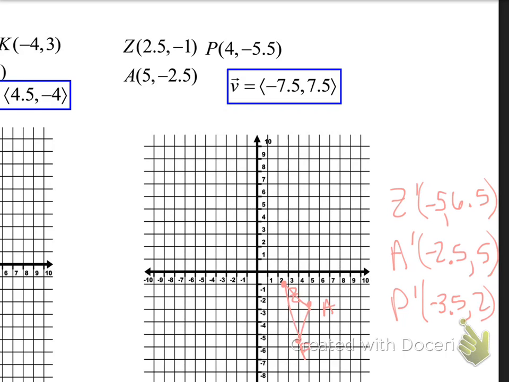Okay, so I go left 5 and then up 6 in between 6 and 7, and that is my Z prime. Then I go left 2.5, so in between 2 and 3, and then I go up 5. And that is my A prime. Then I go left 3 in between 3 and 4 and up 2. And that is my P prime. And there is my new image.